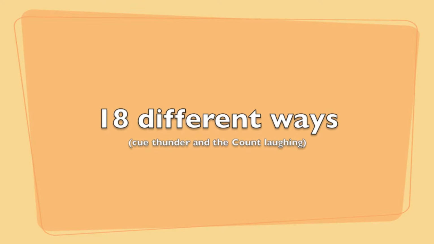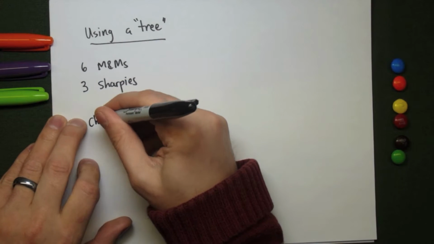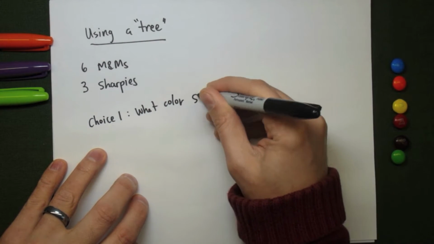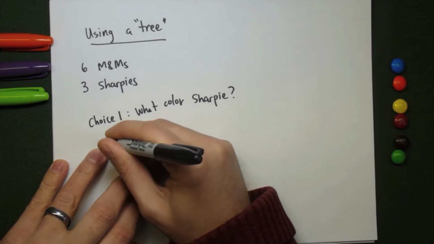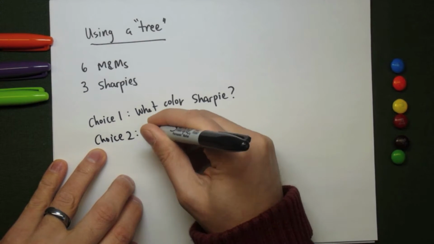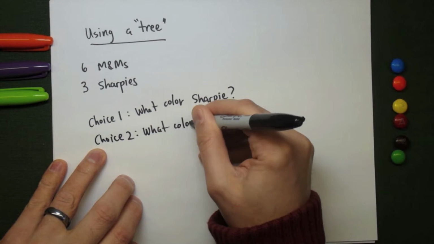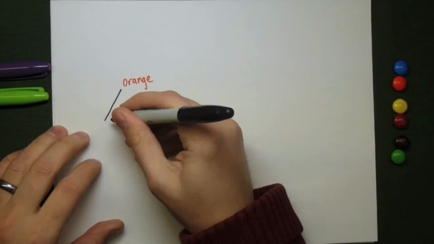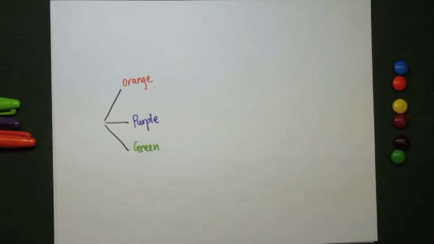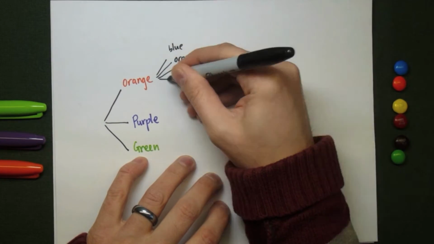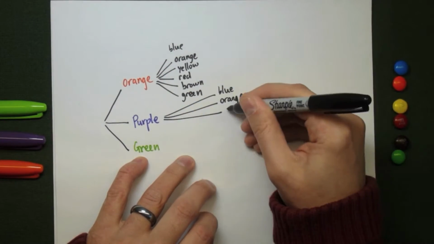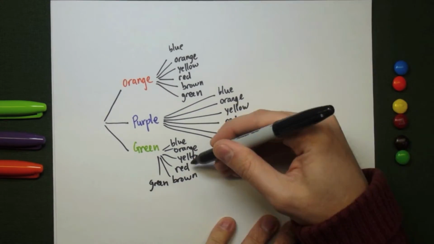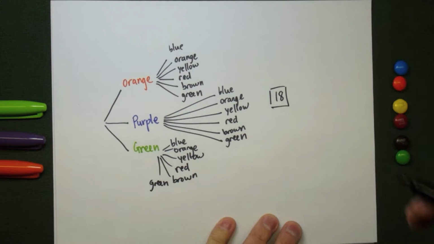Eighteen ways. To do this without actually counting all the possibilities, I can take a look at the choices I make. So choice 1 can be what color Sharpie do I want to pick, and choice 2 can be what color M&M do I want to pick. Then we can list all the different choices in a tree-like shape. And so we take all these different parts, orange, purple, green, and then we list all the different M&Ms after them. And each of these different ways will tell us one way we can pick it. Count them all up, and you have 18 total ways.